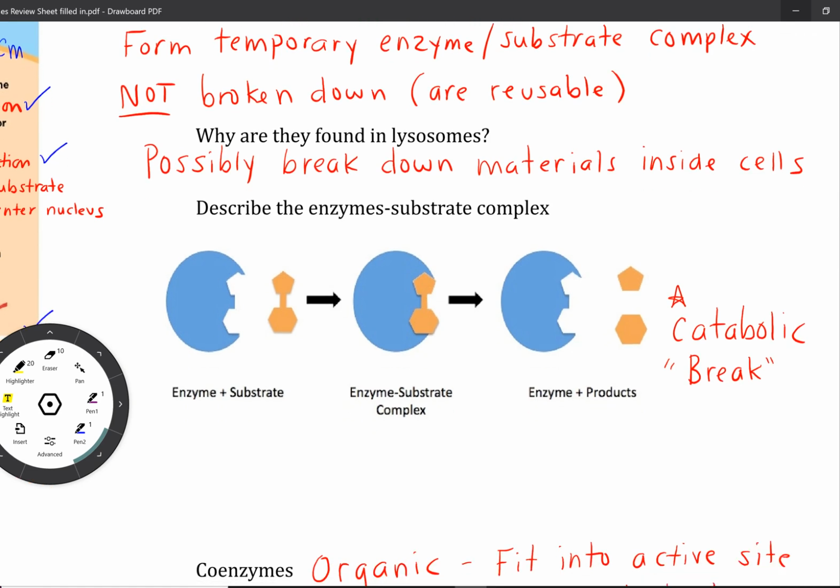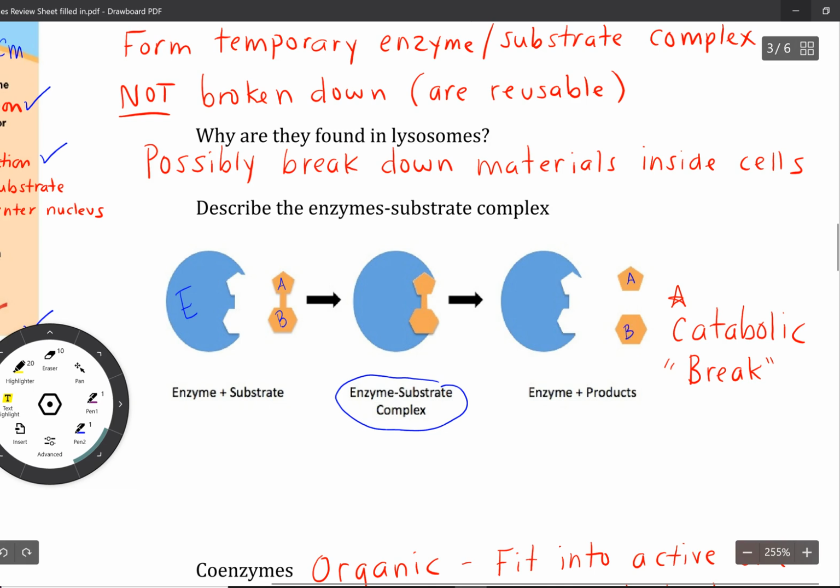So let's take a look at this example. This is going to be known as a catabolic example because you are actually breaking something. So in this case, your enzyme is this blue kind of molecule-looking thing. And let's say the substrate has two parts, A and B. It's bonded. They will form this temporary enzyme substrate complex, and what will result are two molecules that have been broken from one.